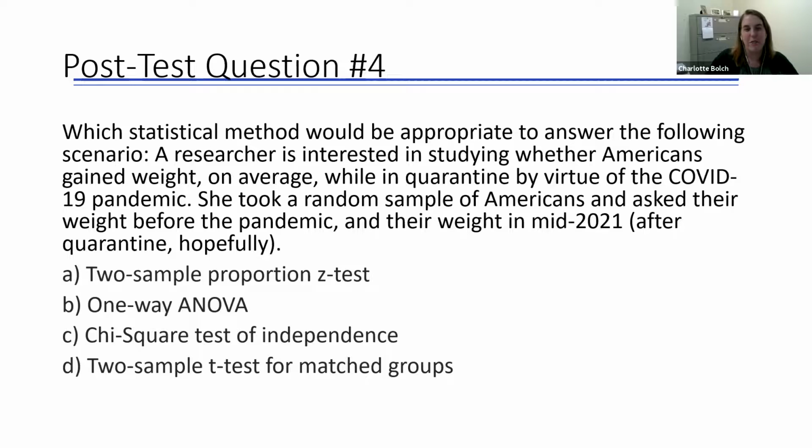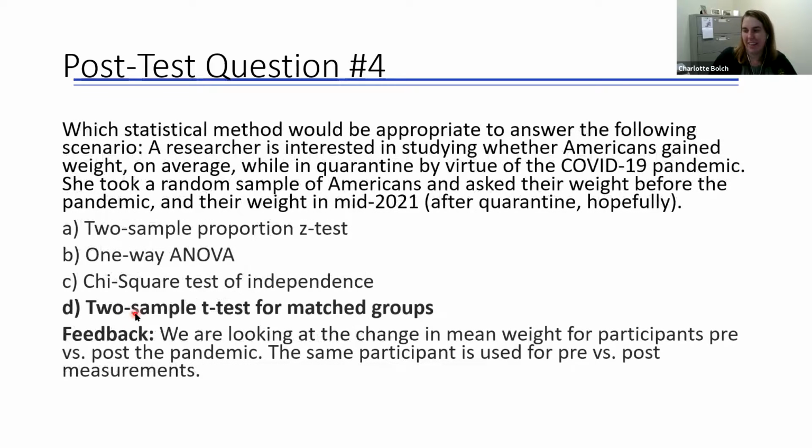Again, the first question is, what are we trying to look at? Are we trying to look at a categorical or a quantitative variable? And then we're looking at our study design. Are we trying to look at independent groups or dependent groups? And I see people saying B, and that is correct.